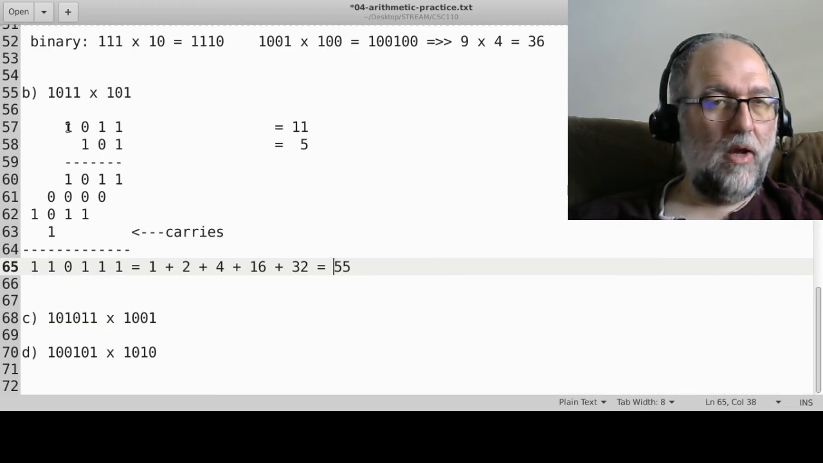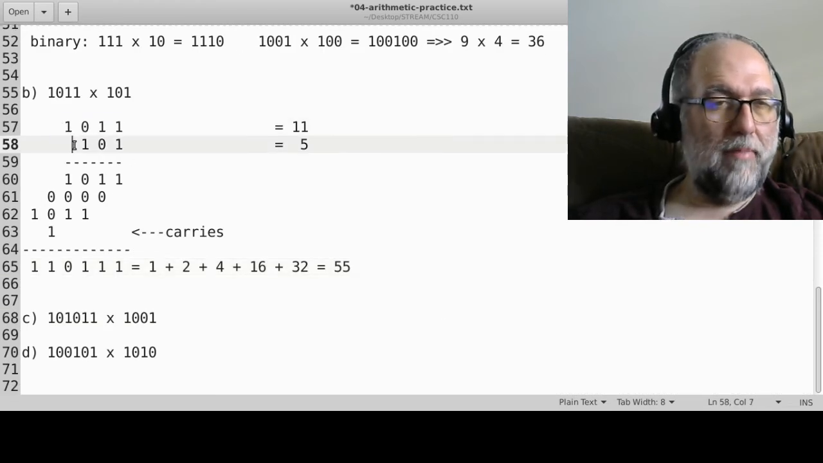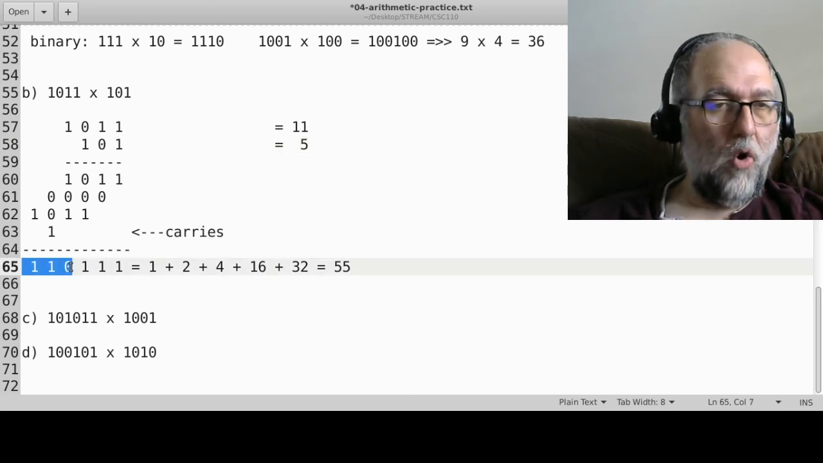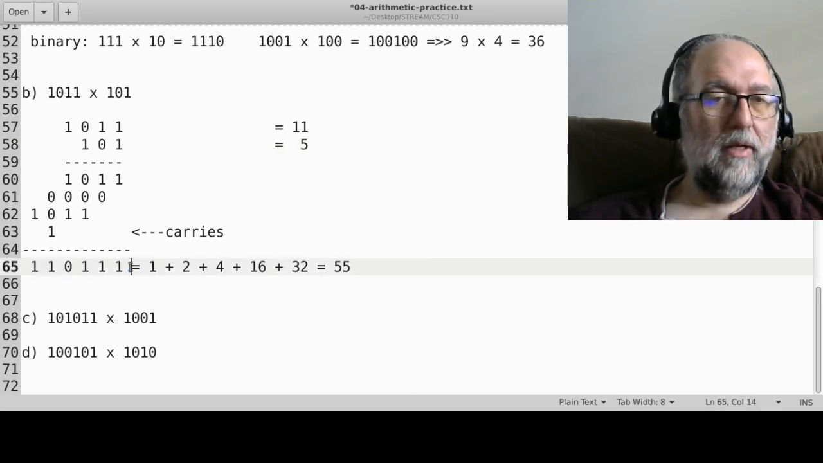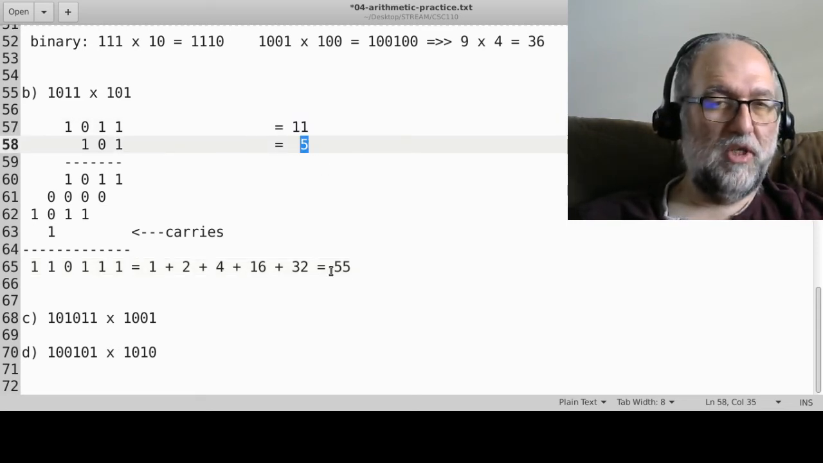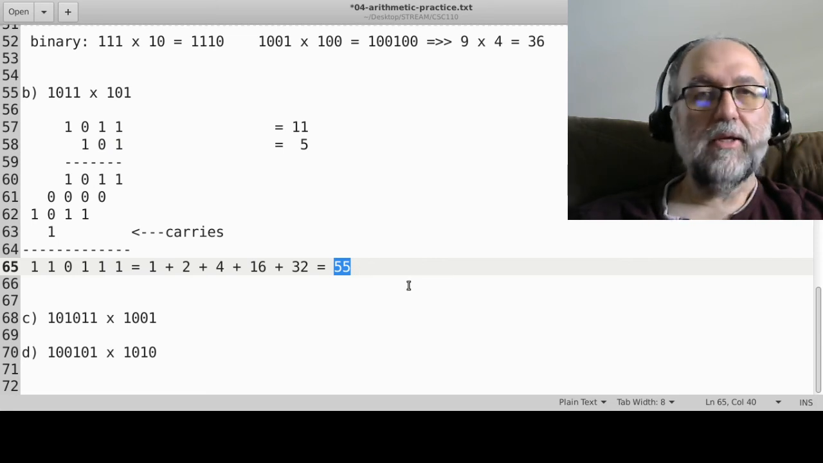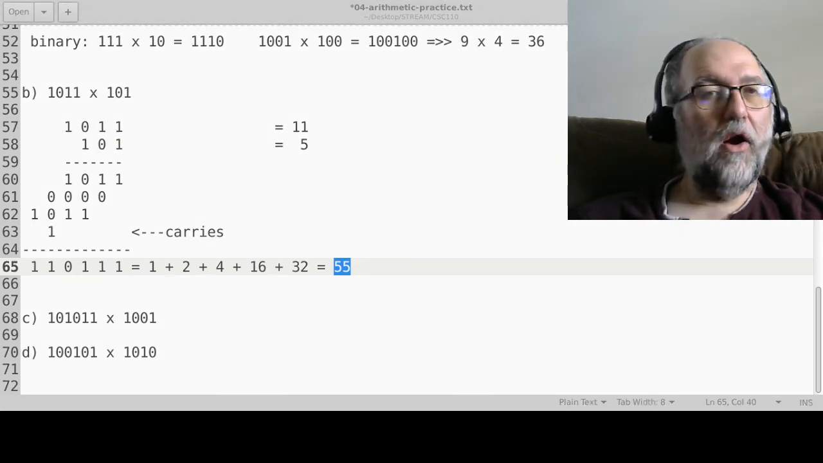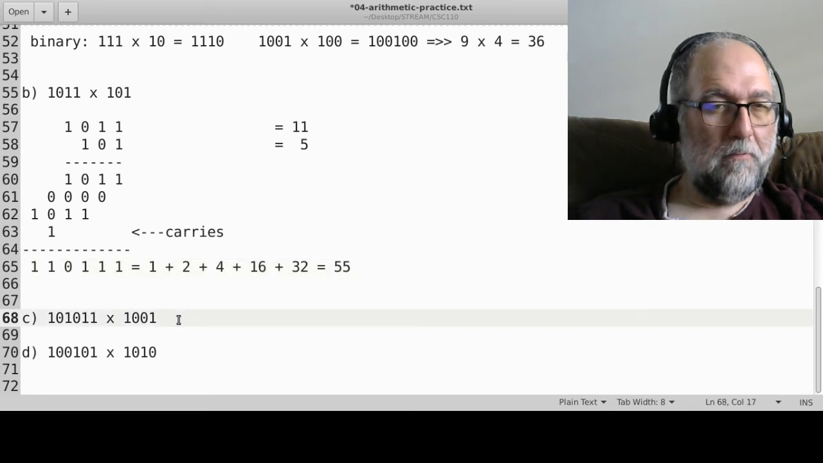So basically 1011 multiplied by 101 is equal to 110111, okay? And that's just the binary part of it. The decimal equivalent is 11 times 5, which should equal 55. Okay, so that one worked out. All right, let's do the next one.